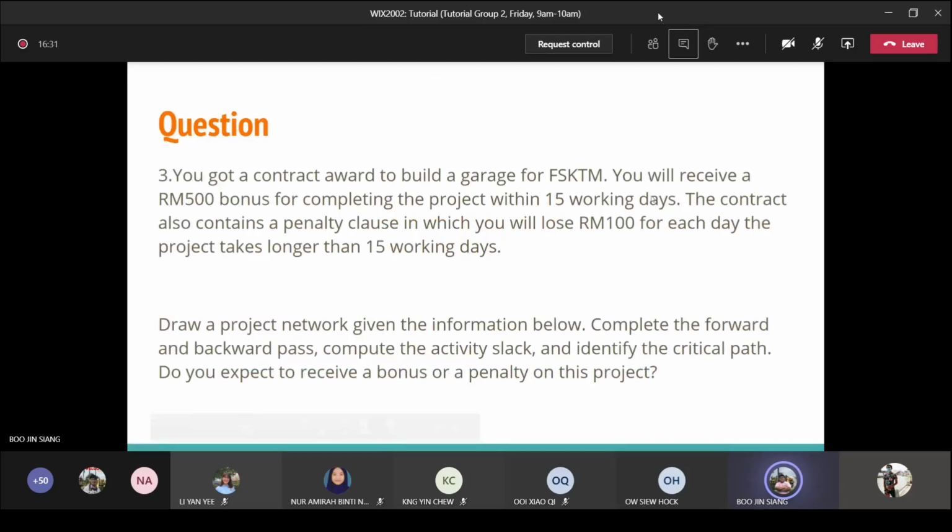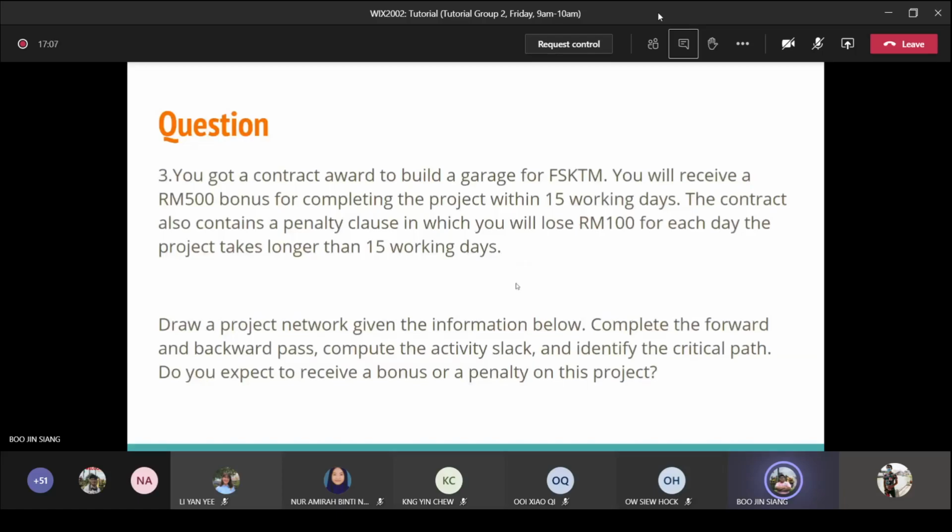I'm presenting tutorial three, question three. Then this is the question. I got a contract award to build a garage for FSKDM. I will receive 500 ringgit when I complete the project within 15 days. The contract will contain a penalty if I didn't finish the project within 15 days. Then I will be charged 100 ringgit a day when I exceed 15 days.